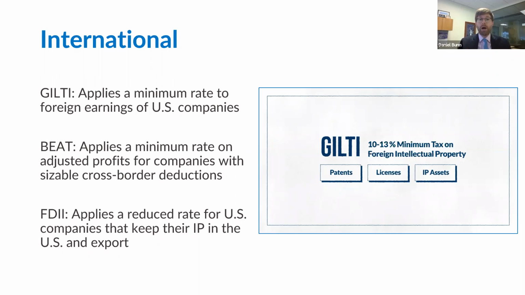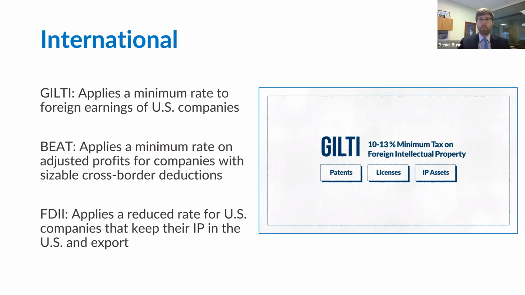But these three policies on the screen right now, GILTI, BEAT, and FDII, they changed the incentives for companies when thinking about tax planning. Now, one of the things a multinational has at its disposal that a domestic company does not is the ability to think about, okay, well, if I want to sell products in Europe, do I set up shop in France? Do I set up shop in Italy, or do I use Ireland?